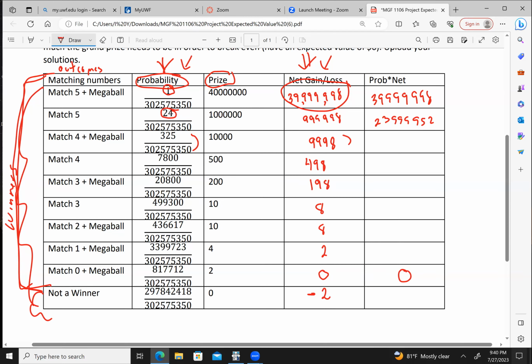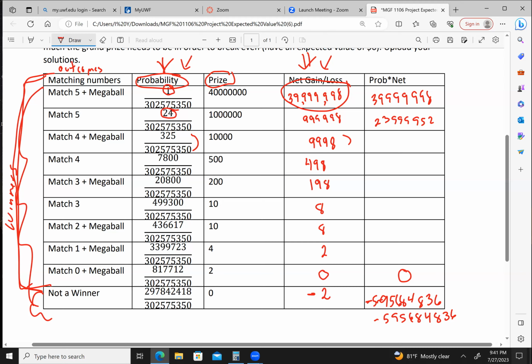This one here would be negative. And let's see if I can do this in my head. And what is that? Negative 595,684,836.